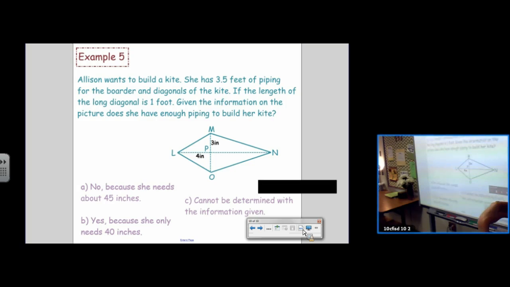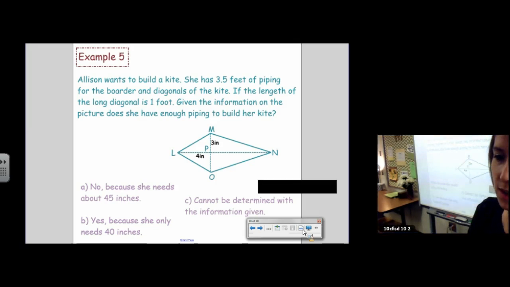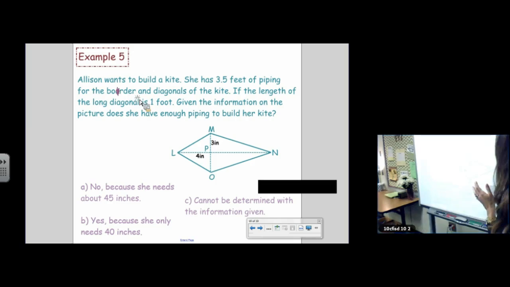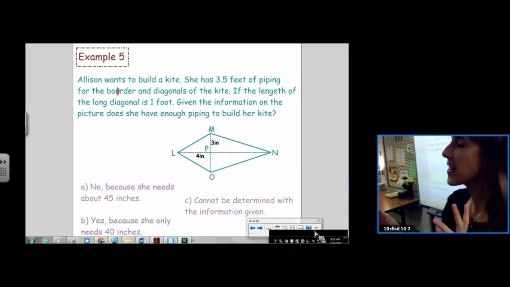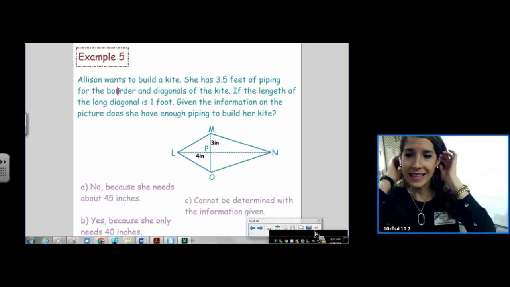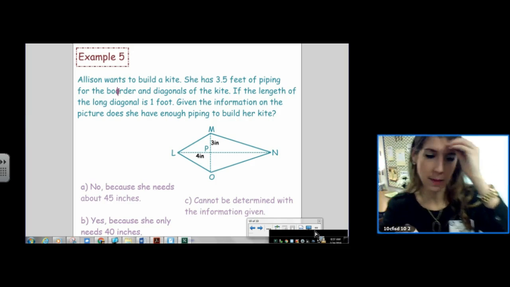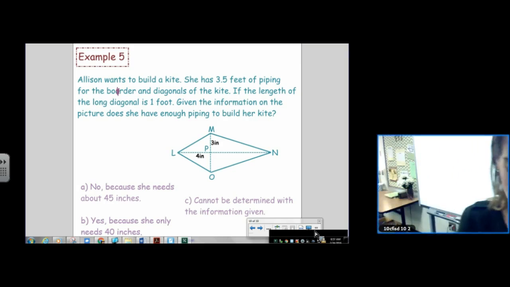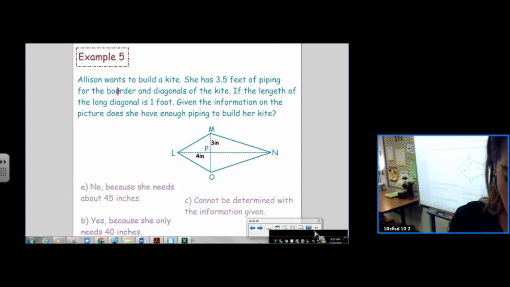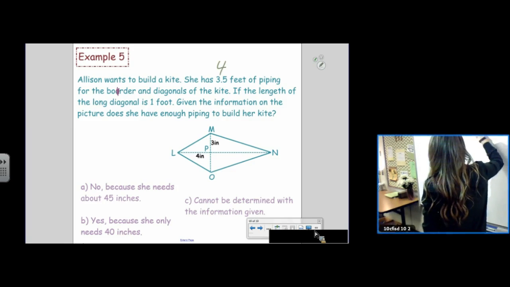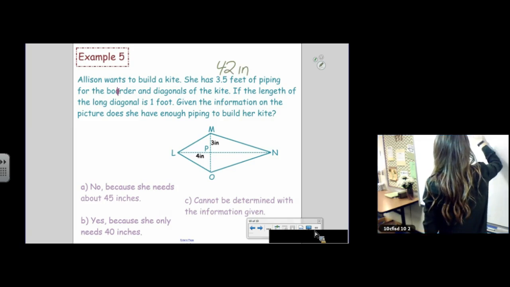I'll let you think about that one before I start solving away. Let's get the most important part over with, which is we don't want to be in feet and inches in the same problem. So let's just take care of that. Let's convert everything to inches since our figure already has some inches on it. So she has 3.5 feet of piping. So we want to do 3.5 times 12. She has 42 inches of piping.